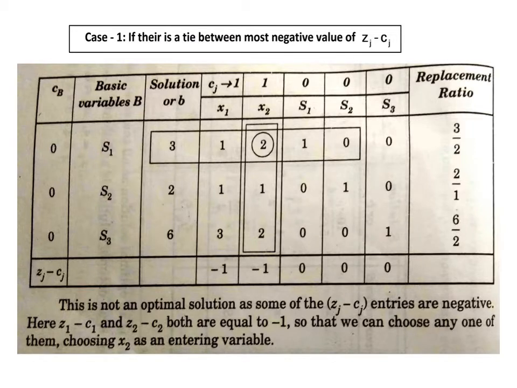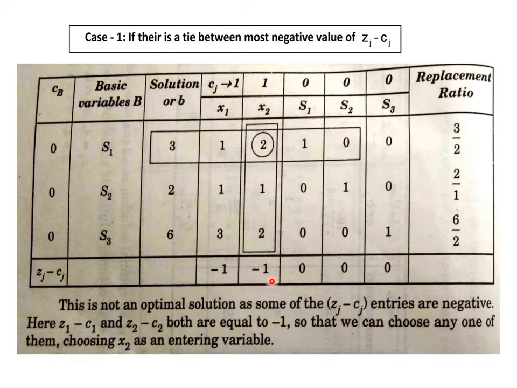Case 1, as you can see, if there is a tie between most negative value of Zj minus Cj. We know that we have to select most negative value of Zj minus Cj if there are negative values of Zj minus Cj in any simplex table to decide the entering variable for next table. Here it is a simplex table of any level of any problem, and you can see Zj minus Cj is minus 1, minus 1, 0, 0, 0. That means there are two negative values and both are equal. So most negative value is not unique.